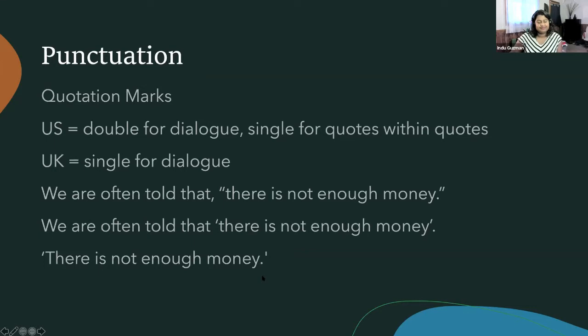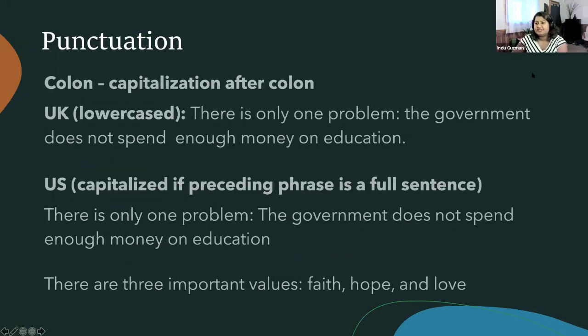But however, the period goes inside if the entire sentence is in a quote. There's not enough money. And these all are differences, whether to use the comma or not. Different style guides have different things. So let's see the questions.